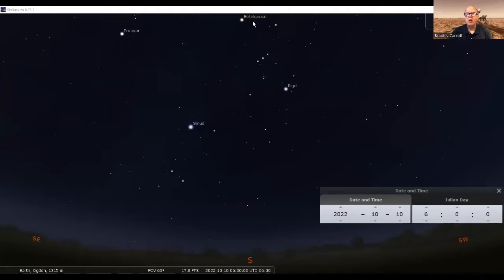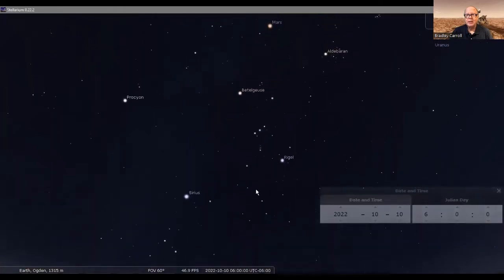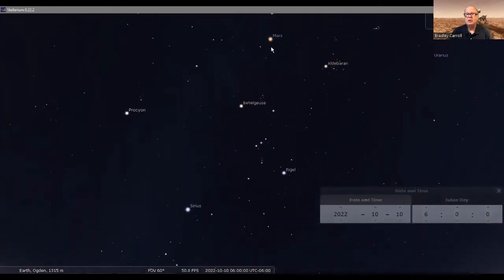Here's the red giant star, Betelgeuse. Here's the blue-white giant star, Rigel. Over here in the constellation of Ursa Major is the star Sirius. That's the brightest appearing star in the sky. And it's bright mainly because it's so close to us. But if I look upwards above Orion, there's Mars hanging in the sky.